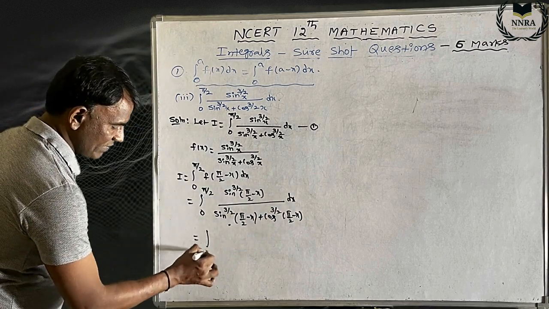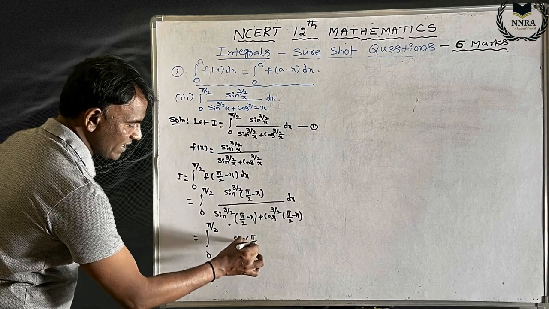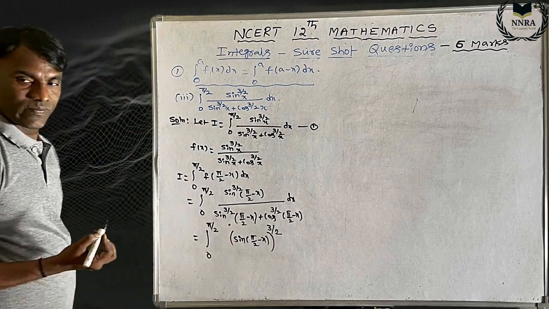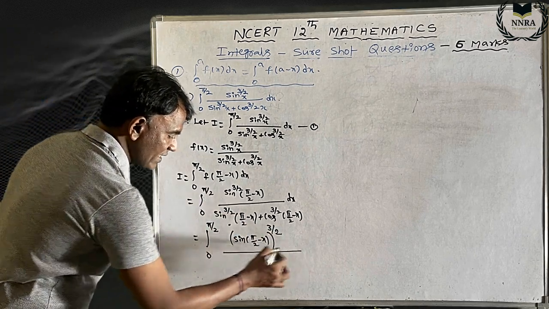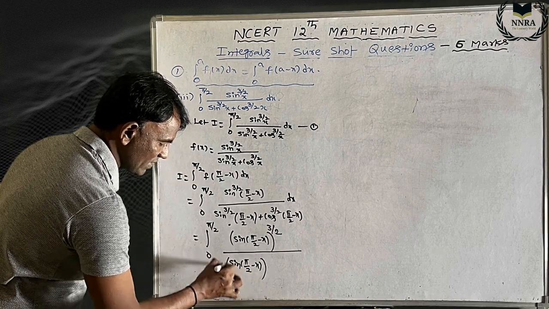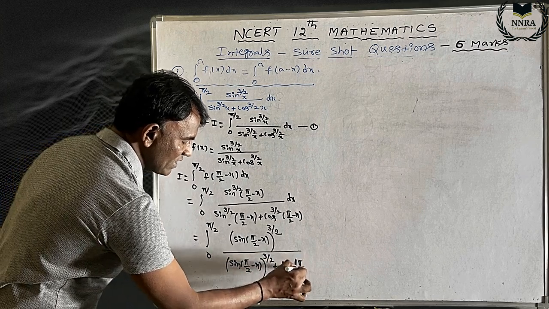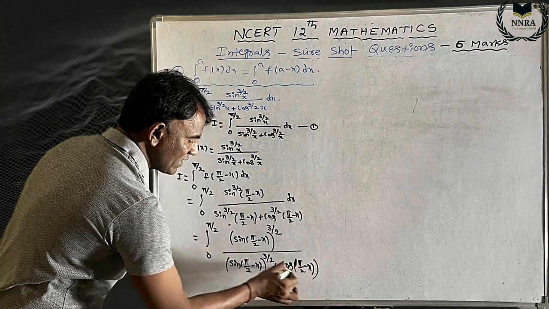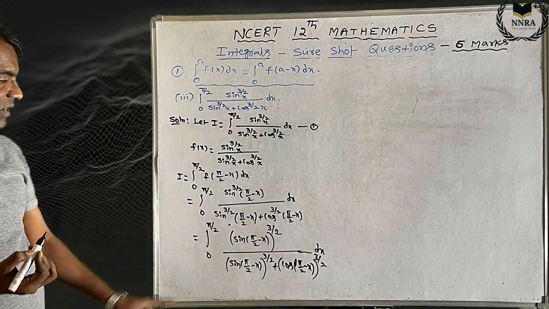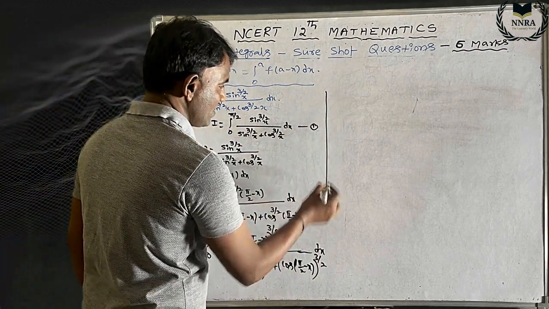So that value can be written as integral 0 to pi by 2. The whole value is sin of (pi by 2 minus x), then write here whole power 3 by 2. Similarly, how to write the denominator? Sin of (pi by 2 minus x) whole power 3 by 2, then cos of (pi by 2 minus x), again whole power 3 by 2, into dx. But what is the value of sin of (pi by 2 minus x)? That is cos x.